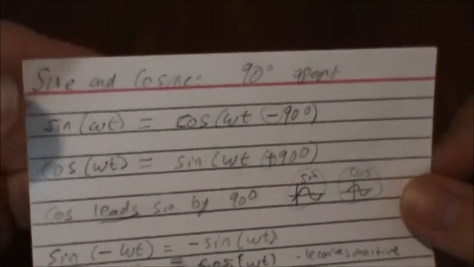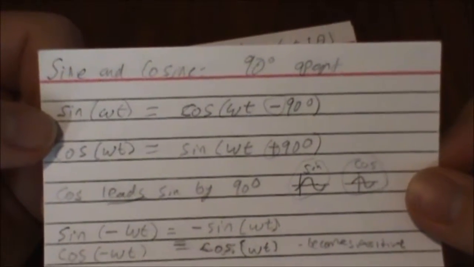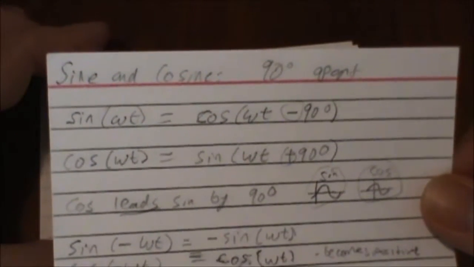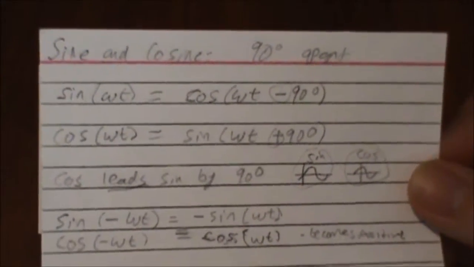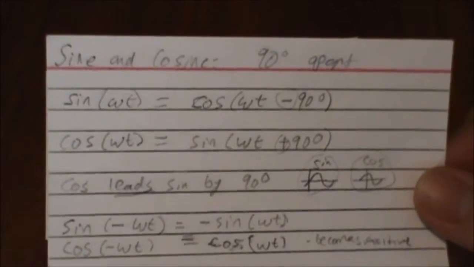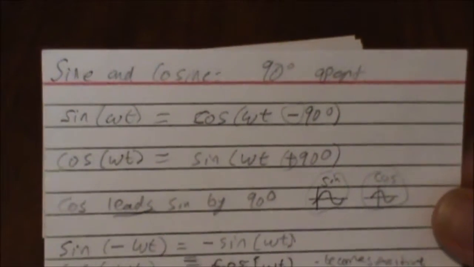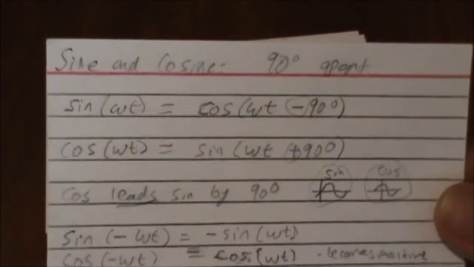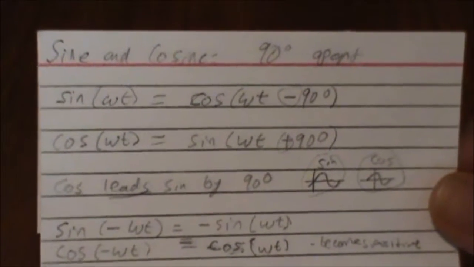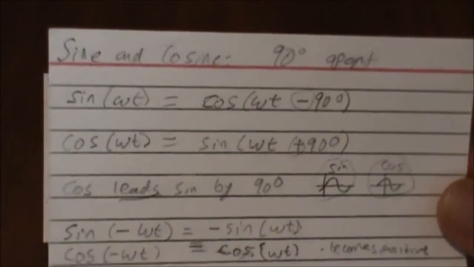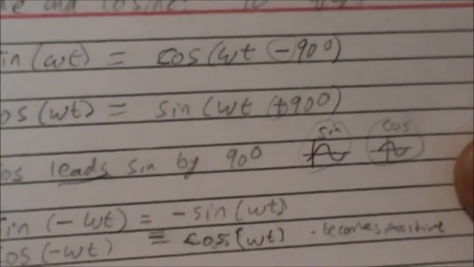Radian frequency is frequency which exists over time. So omega equals 2 pi, which gives you 360 degrees, times your frequency. Frequency is how many cycles per second. So sine omega t equals cosine omega t minus 90 degrees. And the reverse of that is cosine omega t equals sine omega t plus 90 degrees. So cosine leads sine by 90 degrees.